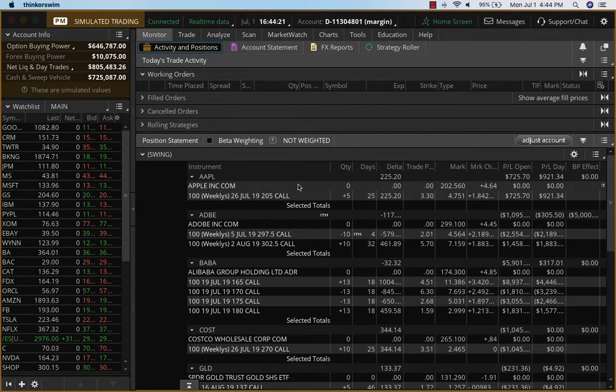If you just look at our existing positions on Apple, we are doing good. This thing should be up about 700. I think we can milk it some more, so we'll just leave it as is.